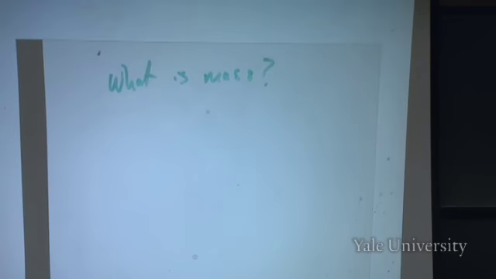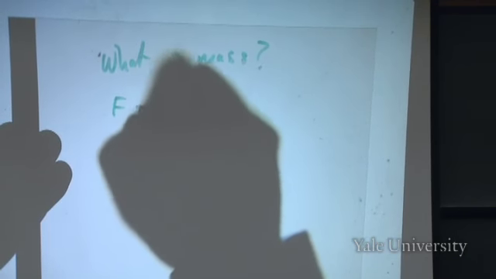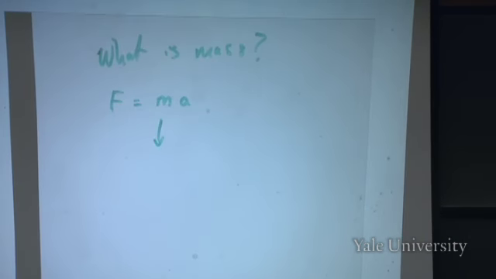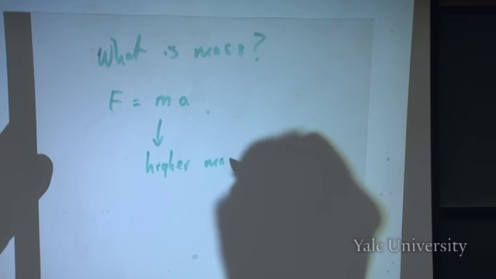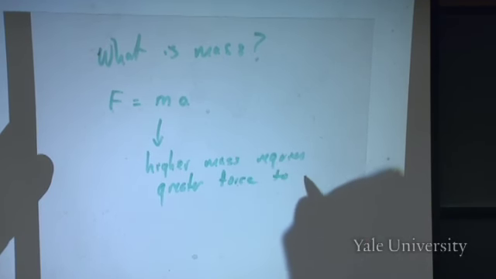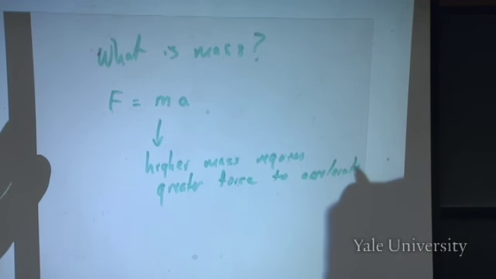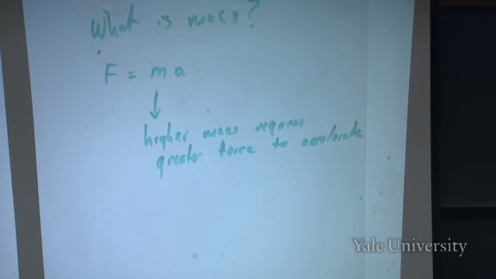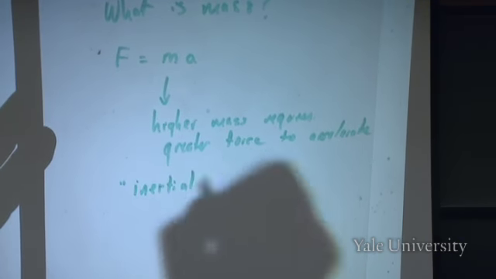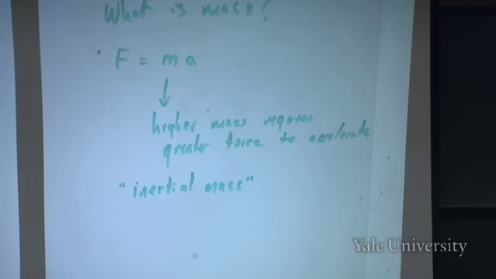What is mass? Mass is defined from this equation in a certain sense. F equals ma. It tells you for a given object how hard it is to move, or more precisely, how hard it is to accelerate. So higher mass requires greater force to accelerate by a certain amount. It's a property of an object, and it tells you how much it resists being pushed around. It's sometimes referred to as inertial mass for this reason. It's an expression of the object's inertia, how much it resists being accelerated.